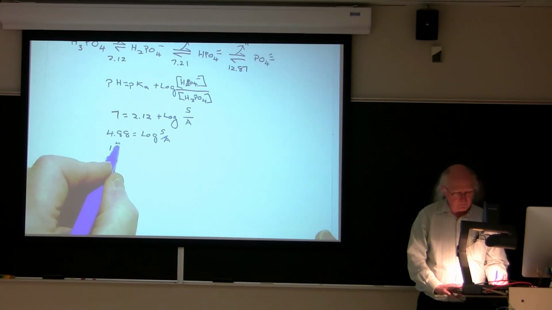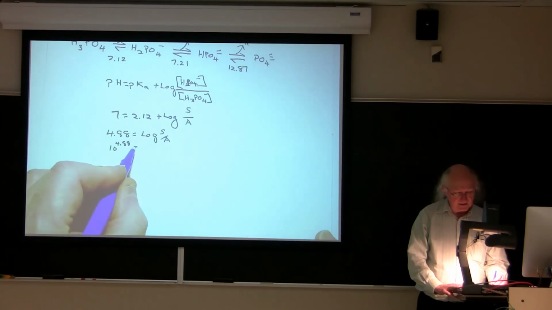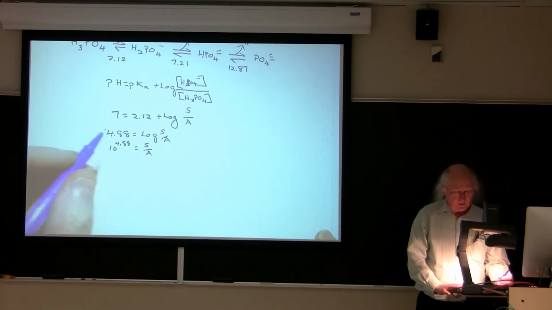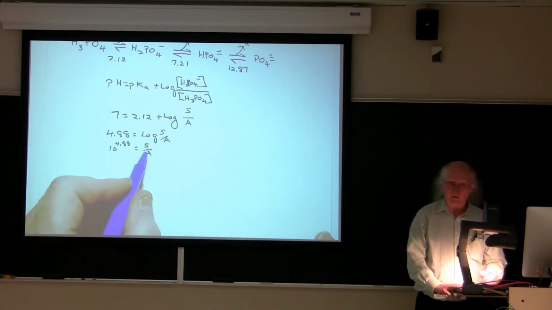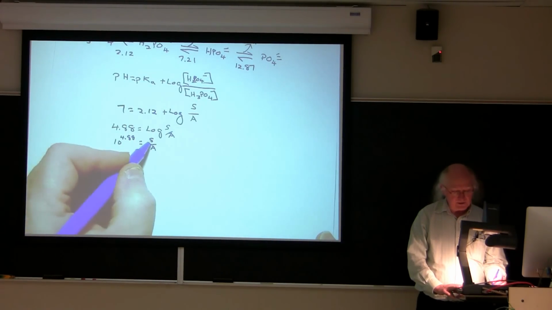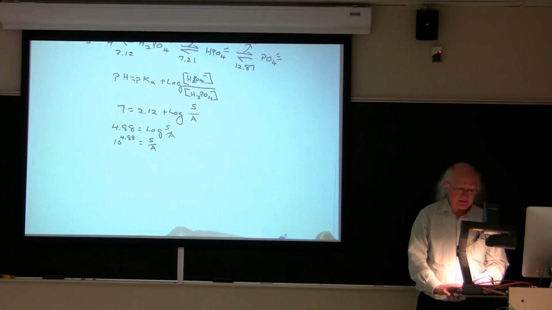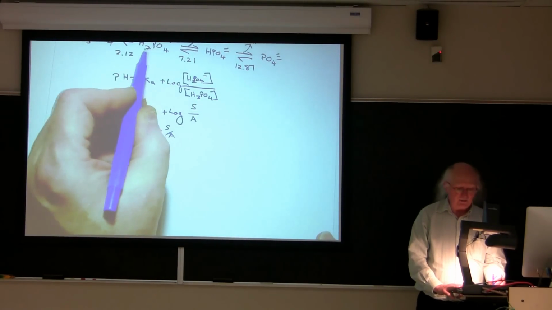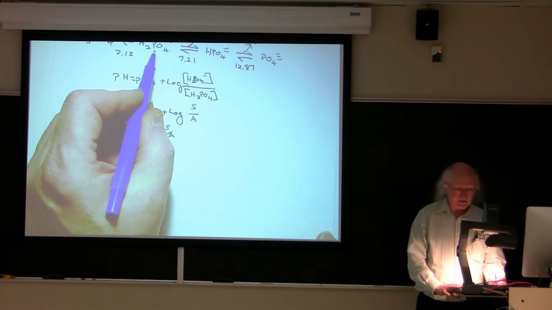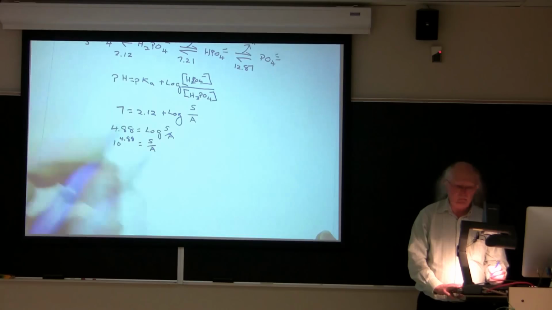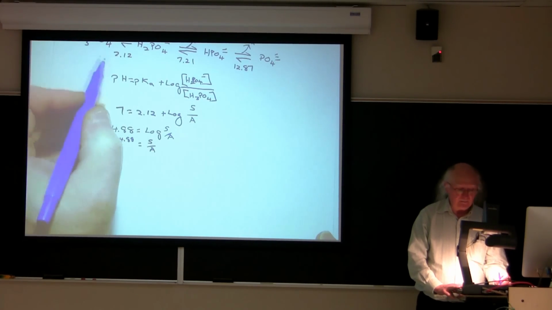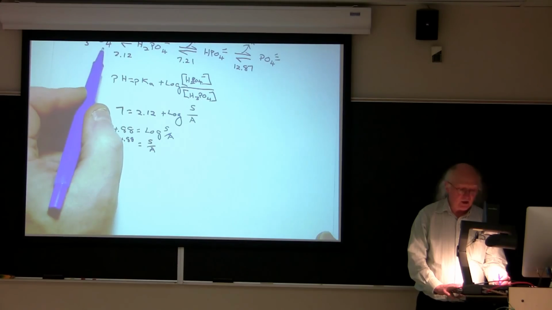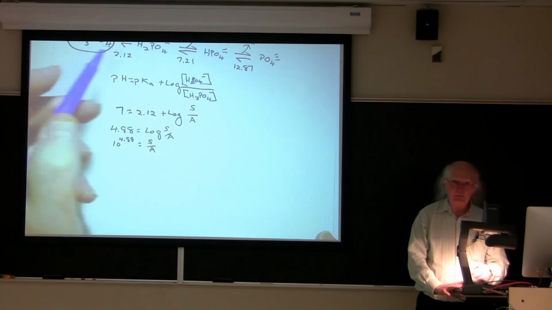And that means that 10 to the 4.88 is equal to S over A. Well, 4.88, of course, is a positive number, meaning that this number is greater than 1, meaning, of course, that there has to be more salt than there is acid. Well, the salt form here is H2PO4 minus. That means that the acid form can't be the most abundant form that's present inside of cells. So now we have eliminated this one.